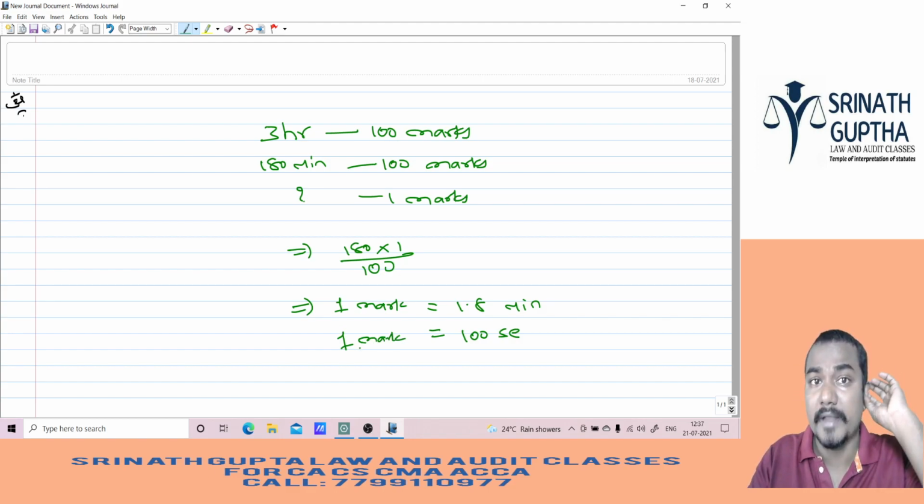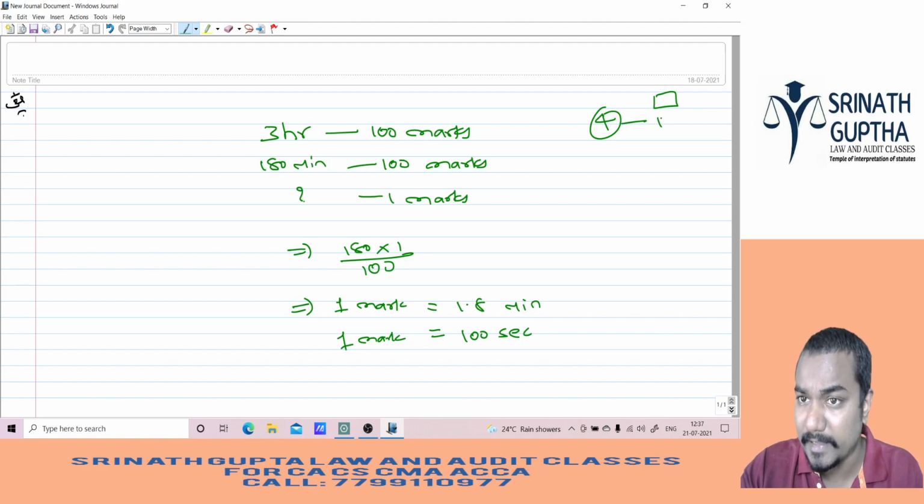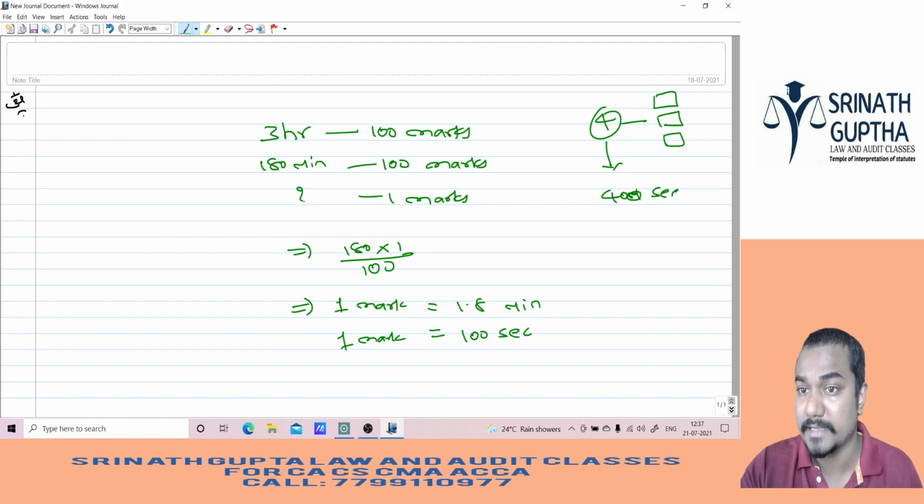For 1 mark, on average, you have 100 seconds. So if a question is for 4 marks, you have to complete reading the question, writing step number 1, step number 2, step number 3 and the decision, everything, in 400 seconds. If you take 200 seconds for reading the question itself, then when will you answer?